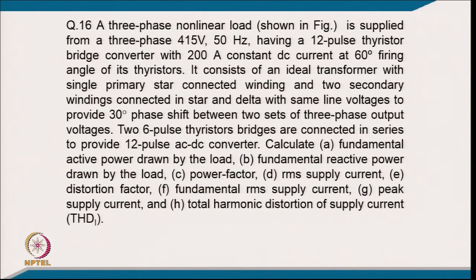Coming to another example: a 3-phase non-linear load is supplied from 3-phase 415 volt having a 12 pulse thyristor converter with 200 ampere constant current at 60 degree firing angle of the thyristor. It consists of an ideal transformer with single primary star connected winding and two secondary windings connected in star and delta with the same line voltage, giving 30 degree phase shift between two sets of 3-phase output. Two 6-pulse thyristor bridges are connected in series to form a 12 pulse AC-DC converter. Calculate the fundamental active power drawn, fundamental reactive power drawn, power factor, RMS supply current, distortion factor, fundamental RMS current, peak supply current and total harmonic distortion of the supply current.